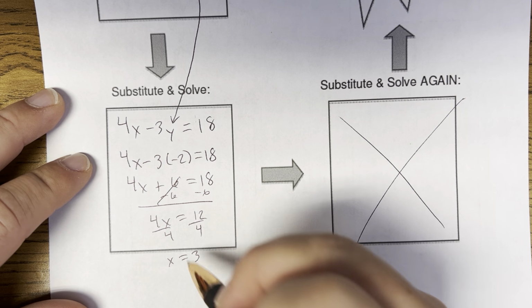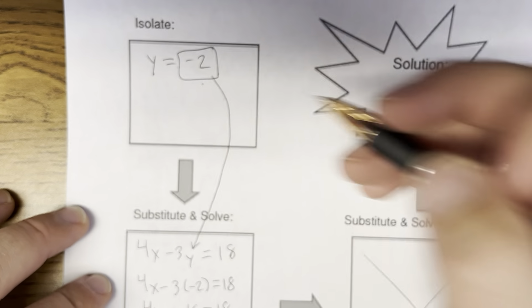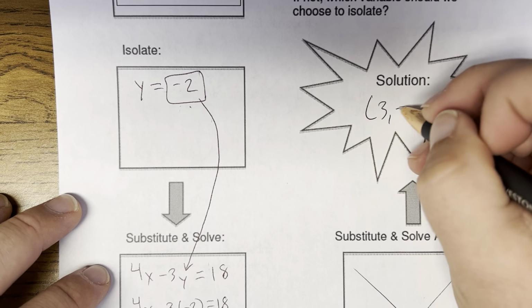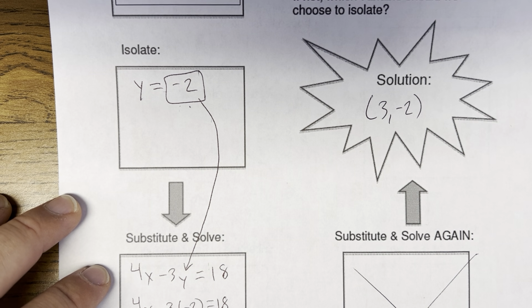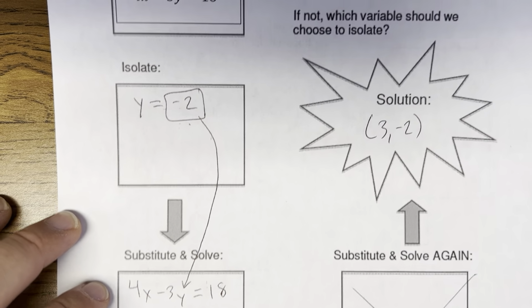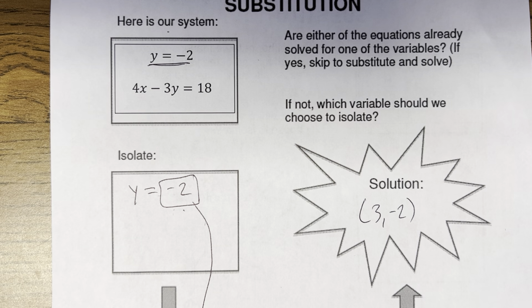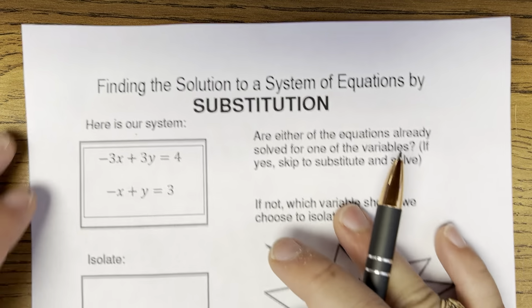There's nothing to substitute and solve. I don't need this box. I have my x. I have my y. So my x value is 3 and my y value is -2. So this one's a little bit easier because the top equation didn't have an x and a y. It just had the y. And then my last one over here.